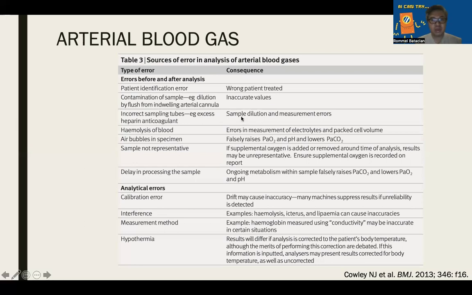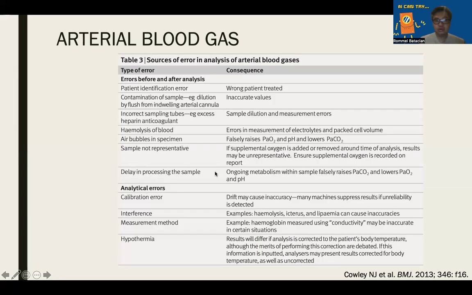So there could be again dilution, and it would also affect the measurement of the parameters that we're trying to collect. Blood hemolysis is also another problem because there could be a release of certain components in the red blood cells, and that could lead to errors in the measurement of certain parameters as well. Air bubbles in the specimen might falsely elevate oxygen values and lower the arterial carbon dioxide pressure.